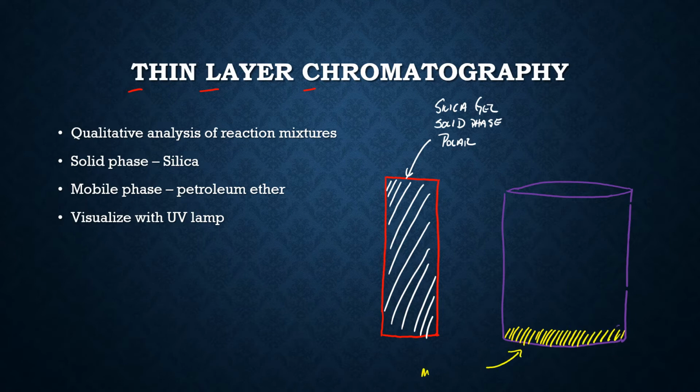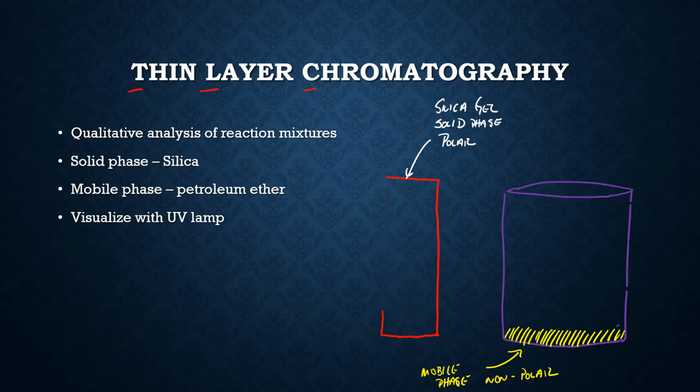So this is our mobile phase, and it's nonpolar. So maybe you can start to see where this is going, right? We've got a polar solid phase and a nonpolar mobile phase. And it's going to be that interplay between the polarity of the two phases that's going to help us separate the components. So let's talk a little bit about how we actually prep our TLC plates.